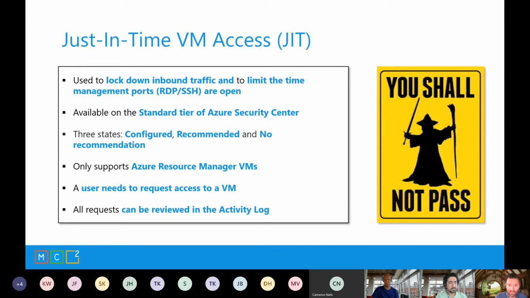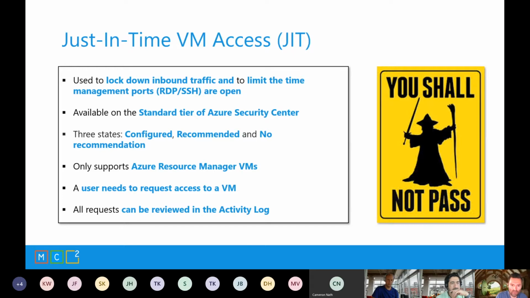The only thing you should keep in mind, if you want to use JIT, you should enable the standard tier of Azure Security Center. So pricing will go up, because then you need to pay for your Security Center. And I think it's in euros, it's around 15 euros for each node you want to manage. So I think it's around $13 probably. You should also keep in mind that it only supports Azure Resource Manager's VMs. So if you're still using ASM, the old classic VMs, you can't access them through JIT.